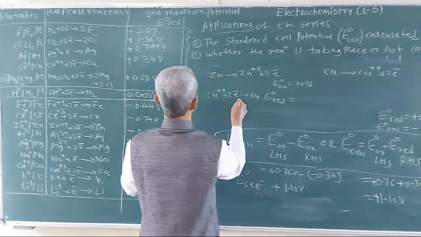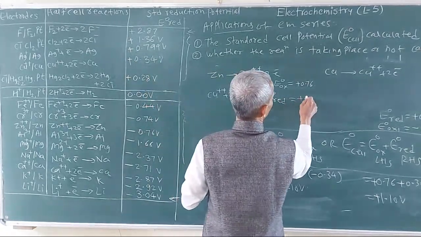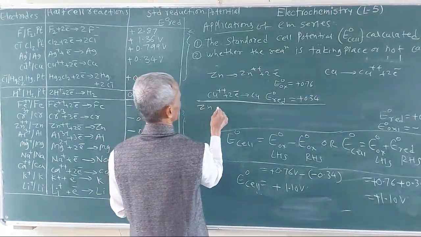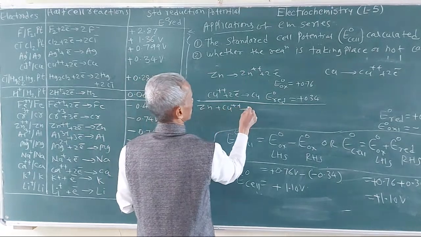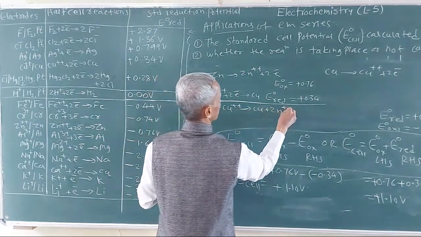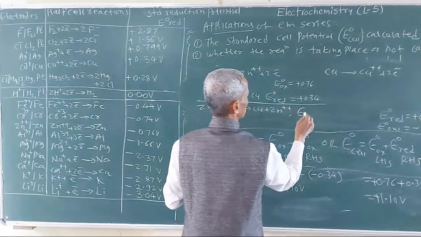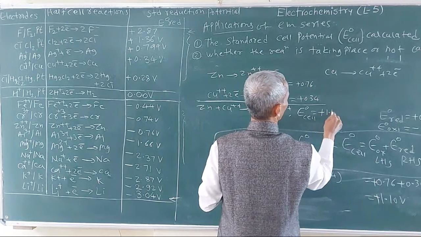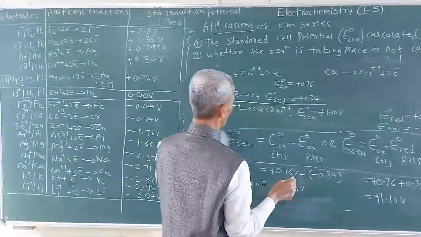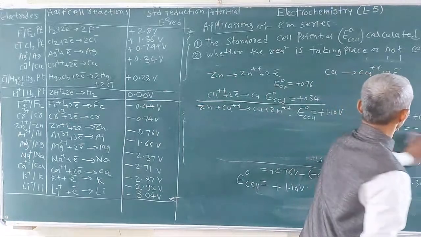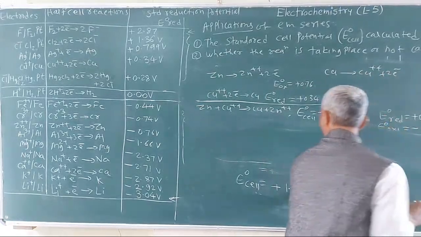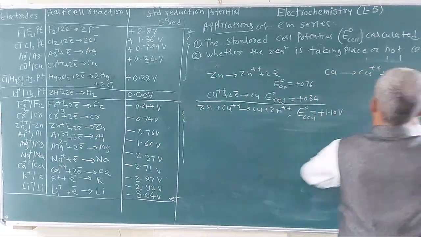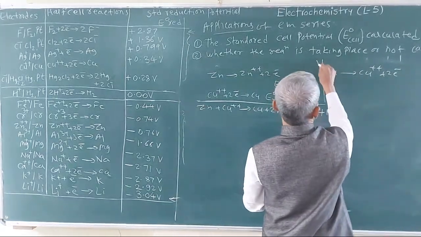and it has a given value of plus 0.34. If you add this, the net cell reaction will be Zn plus copper ions giving copper plus Zn ions. And therefore E0 of cell for the reaction is plus 1.1 volts. Now consider this side also, the reverse process.